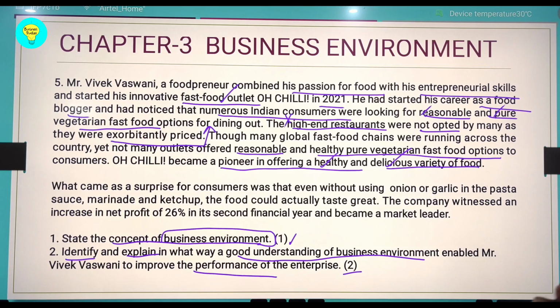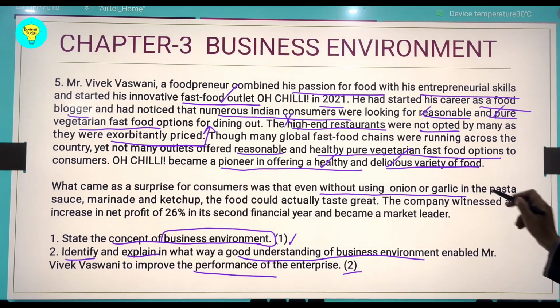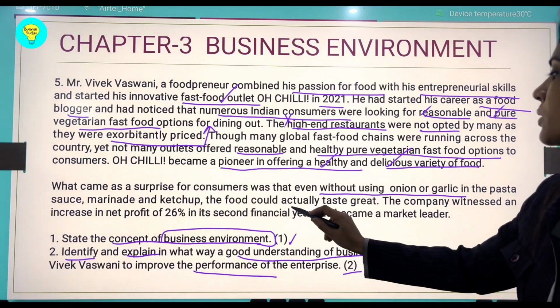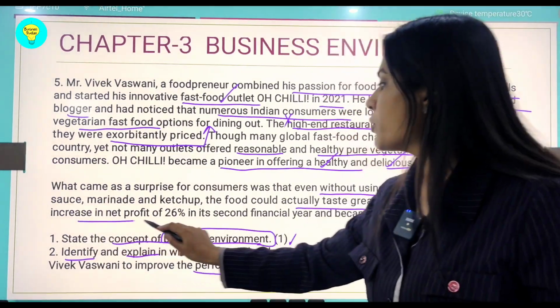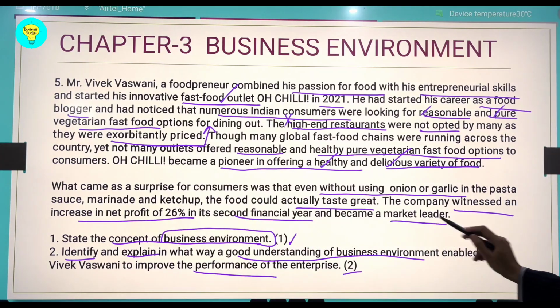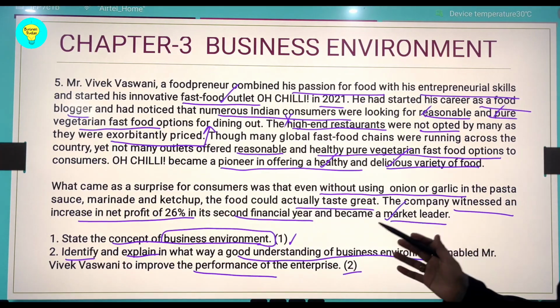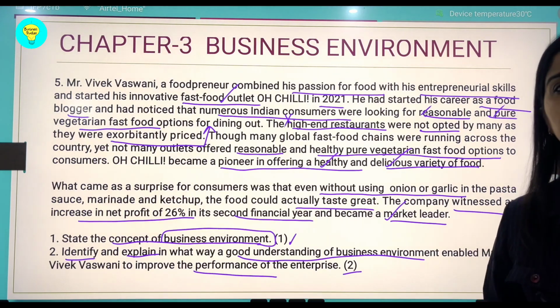What came as a surprise for consumers was that even without using onion and garlic in the pasta sauce, marinade and ketchup, the food actually tasted great. So the company witnessed an increase in net profit of 26% in the second financial year and became a market leader. So we can make out how well the company is progressing, and you are supposed to tell the features, the importance that has actually led to the company's growth.